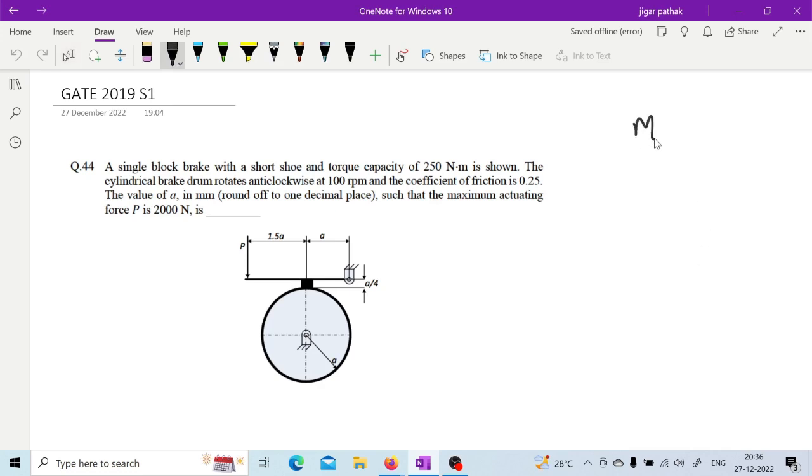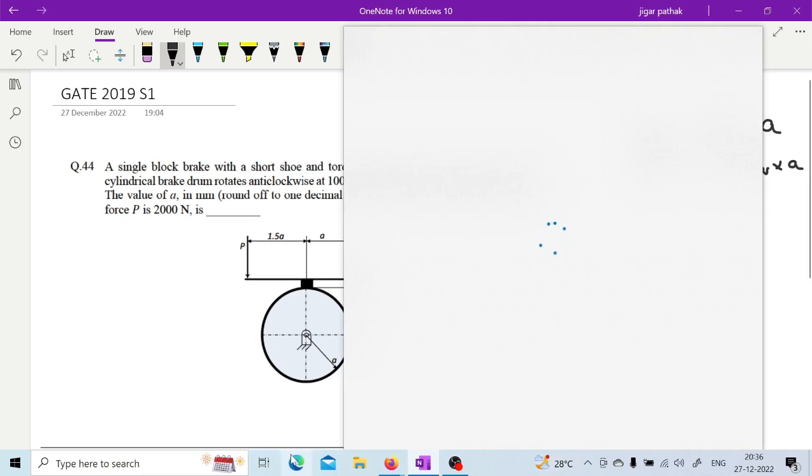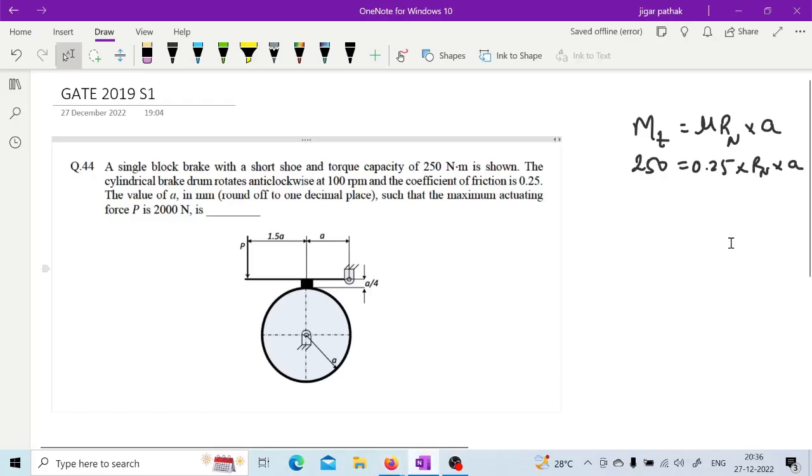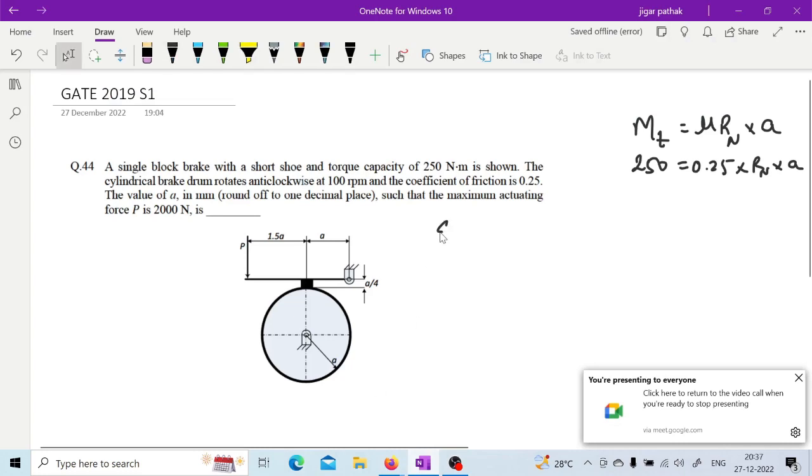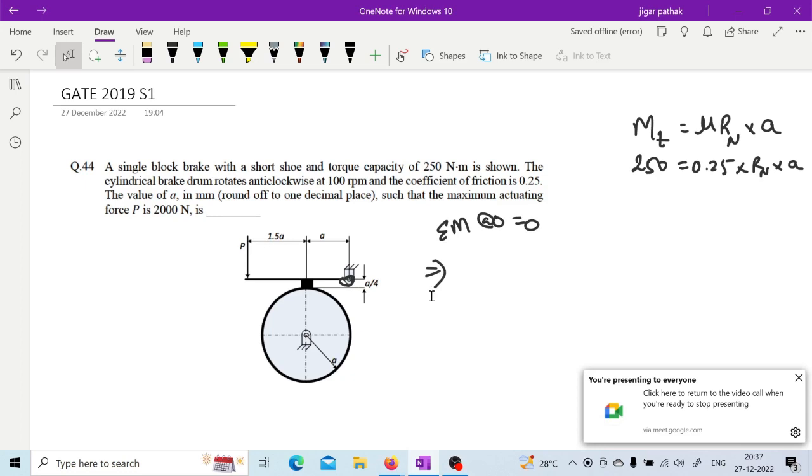See, this braking torque is given, right? So this is nothing but this frictional force into this radius. Correct? So this 250 can be equated to this 0.25 into Rn into A, right? And now if you take equilibrium of moment about this particular fulcrum O, then what are the forces acting? This is having anticlockwise motion, right? It is mentioned here, anticlockwise.